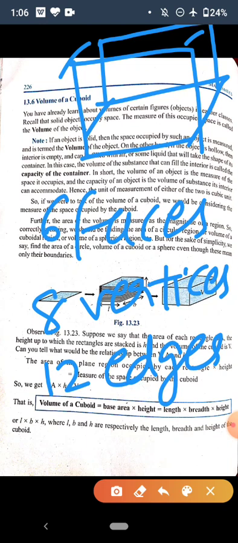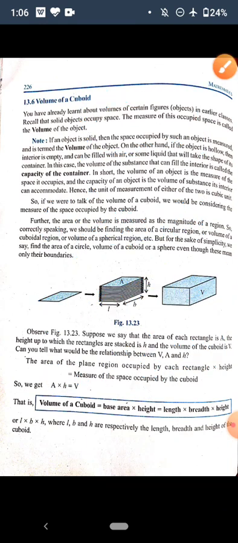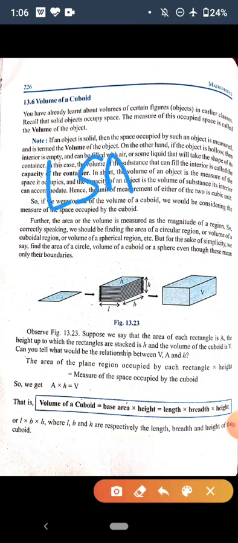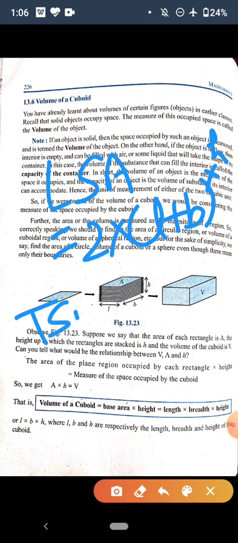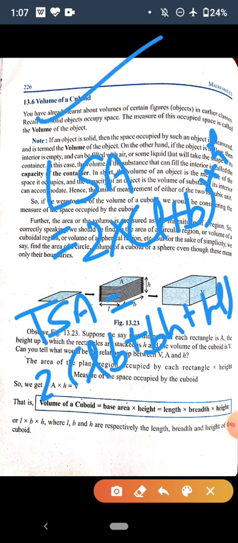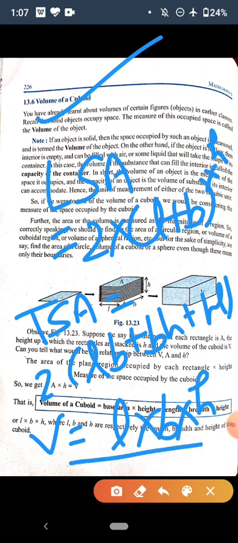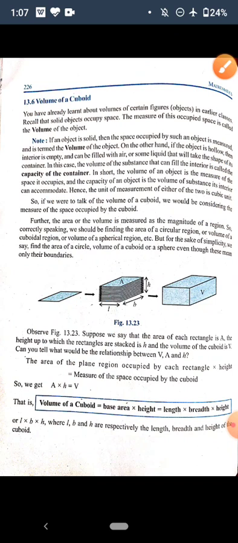Okay, and you know very well that the lateral surface area of the cuboid, which we have already discussed, is 2 into (L plus B) into height. Then the total surface area is 2 (LB plus BH plus HL). So in this exercise we will study the volume of a cuboid, and the volume of a cuboid is L into B into H.